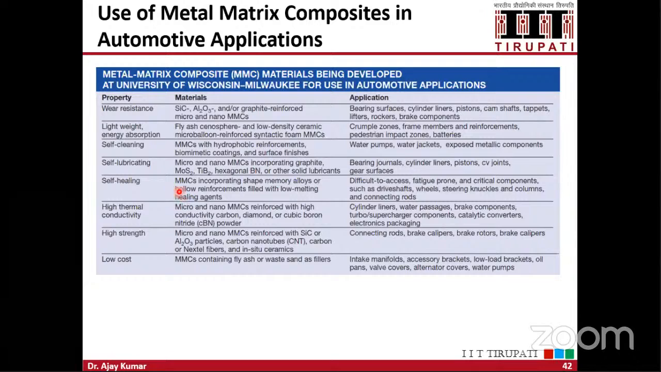Then another one, we have the self-healing material. Self-healing materials can be used to heal the fracture. If any crack is inside the material where it is difficult to access, it is fatigue prone, or in some critical components such as driving shafts, steering knuckles, connecting rods, here you can use the self-healing composite materials, and you can use shape memory alloy or hollow reinforcements filled with low melting healing agents in the metal matrix.